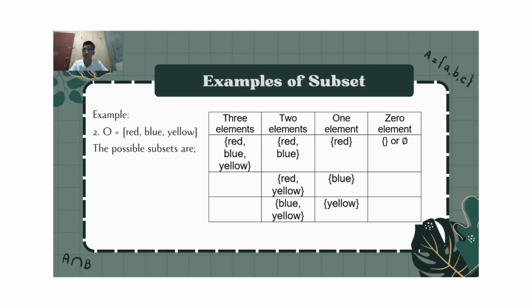On the next slide, we have a subset of set O: red, blue, yellow. The possible subsets are red, blue, yellow with three elements. With two elements, we have red, yellow, and blue, yellow. With one element, we have red, then blue, and then the last one, yellow. And the zero element is nothing. It is an empty set.